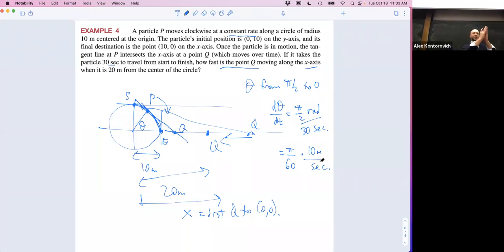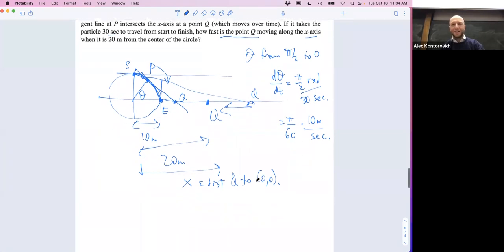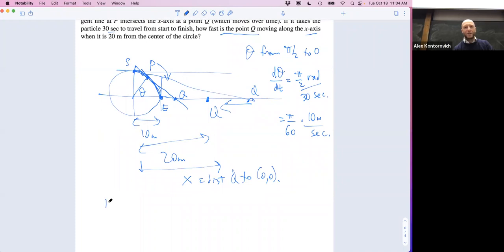Okay, and if that's the rate of change, after 30 seconds we've traveled pi over 6 times 30 seconds. Am I getting this right? We should travel pi over 2 radians, which should be pi over 2 times 10, which is 10 pi over 2 meters. That's exactly what this is. If I cancel the 10 and the 60, I get pi over 6 meters per second.